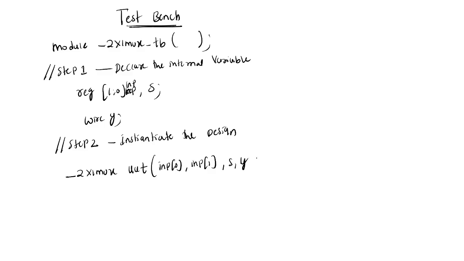The same way you declared the inputs and output, you need to declare them here. In the instantiation, uut is the instance name, and here you write the connection by position with ordered list. Connection by position with ordered list. So that is step 2.